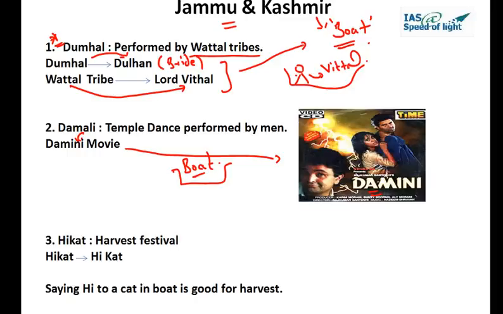Third dance is Hikkat. Hikkat is performed in a harvest festival. So anything related with the environment or agriculture, that dance becomes very important for us. So Hikkat becomes high cat. If you divide this word, it becomes high cat. You're saying hi to a cat. Saying hi to a cat in a boat is good for harvest.